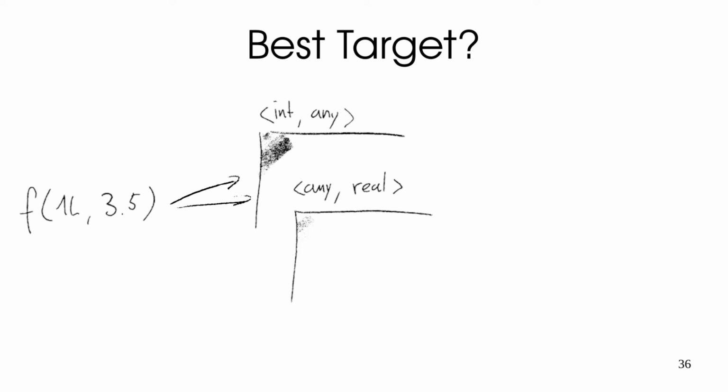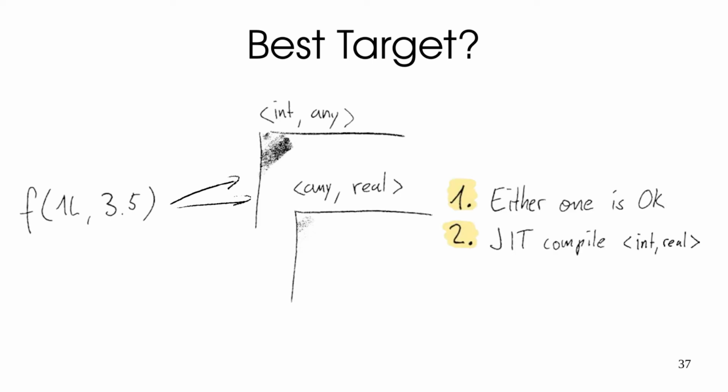The other one is compiled for anything or reals. There is clearly no way to know which one would be better to call. Either of these 2 could be better or worse. So I have 2 choices essentially. I can dispatch to either of those 2 since the result will be correct. Or, since we have a JIT compiler, we can JIT compile a new version and add it to the dispatch table.